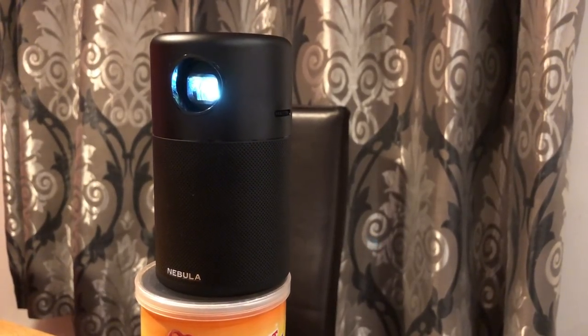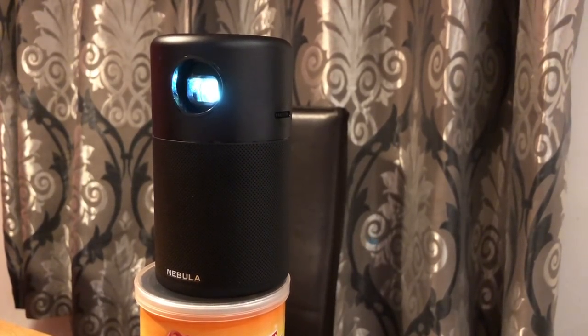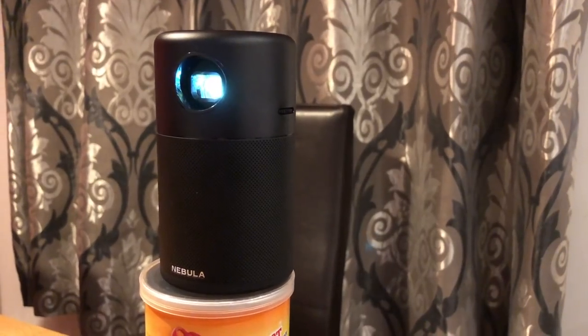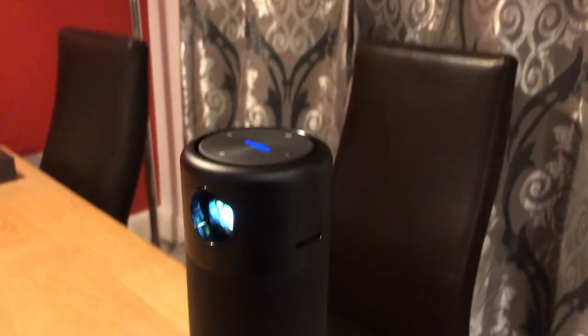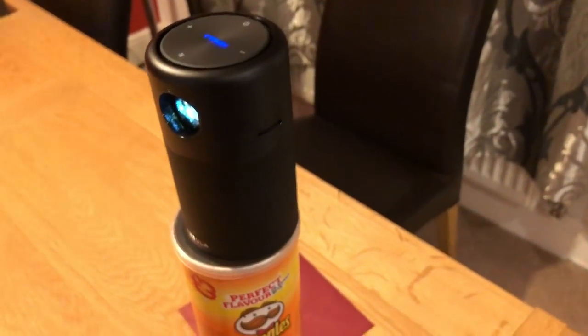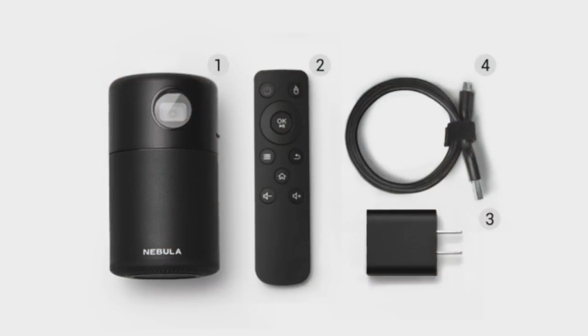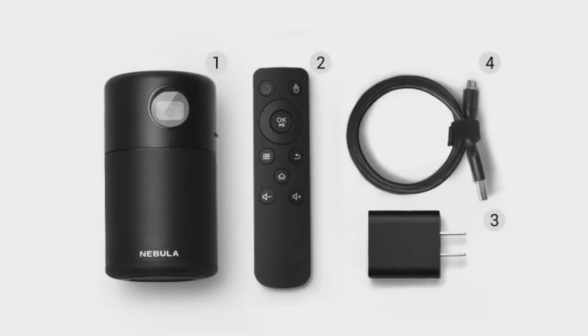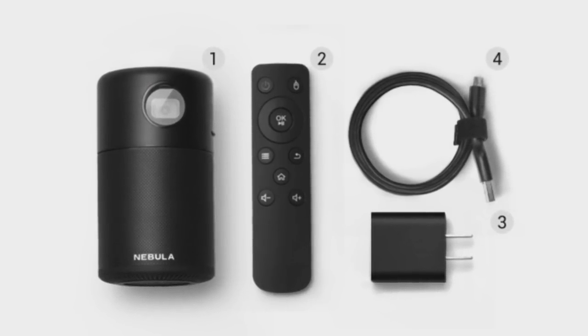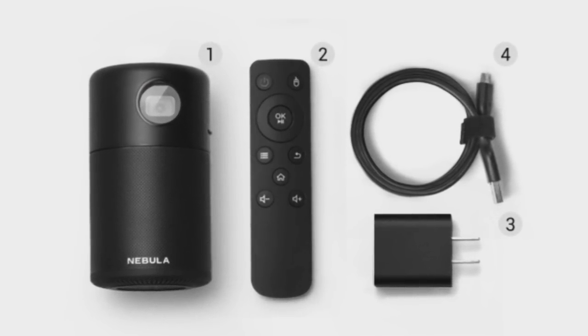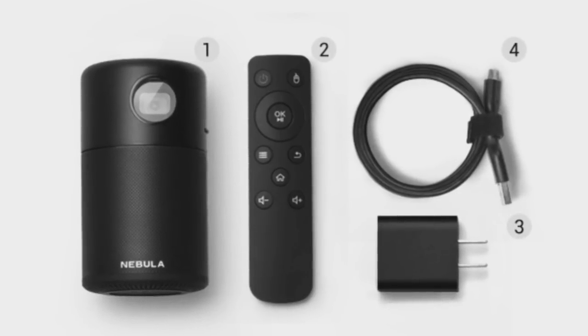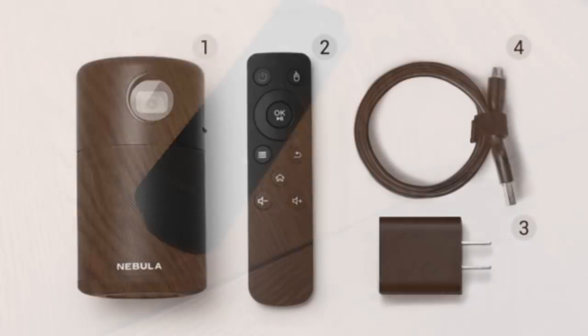So this is the Nebula. It's about the size of a can of Coke. It uses a battery built into it, and you also get a power supply, a Quick Charge 3 power supply, a micro USB power cable, and an infrared remote control with it as well. That's not bad, actually.